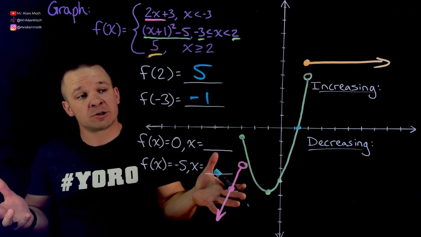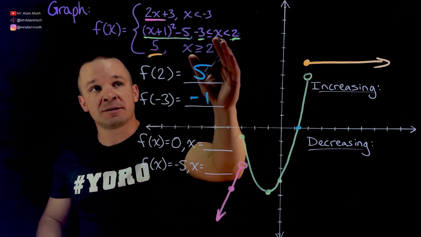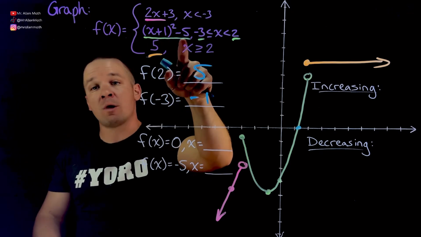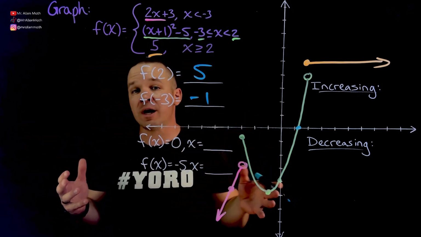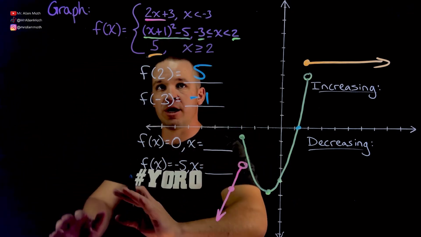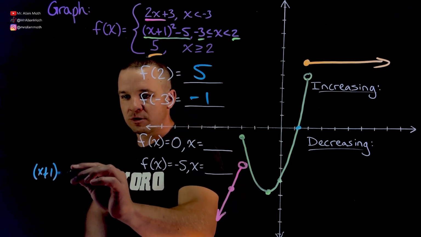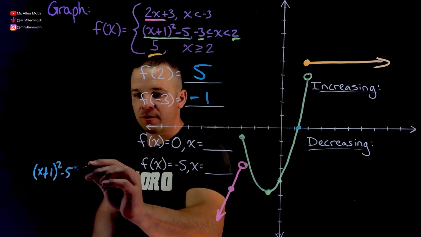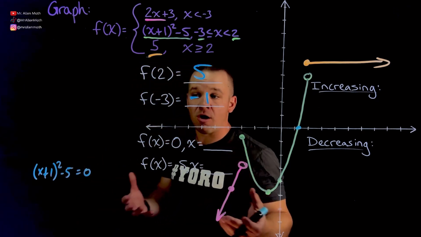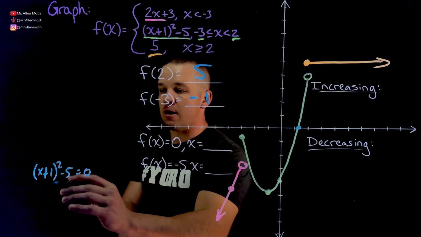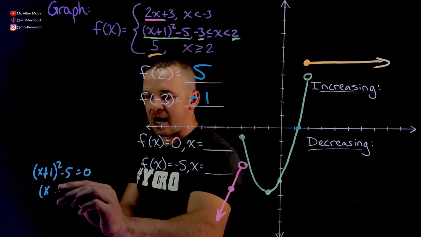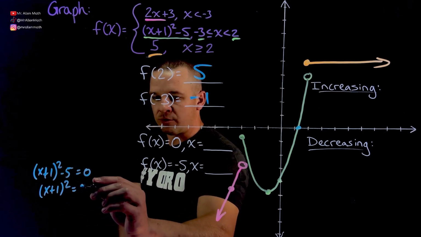So let's go back to our functions, right? This is the quadratic function, x plus 1 squared minus 5. Perhaps there's a way to solve this. I'm going to do it right over here. So if I took x plus 1 squared minus 5, and I set that equal to 0, I could solve this, right? I could solve this guy here. So I'm going to add 5 first. I got x plus 1 squared equals 5.